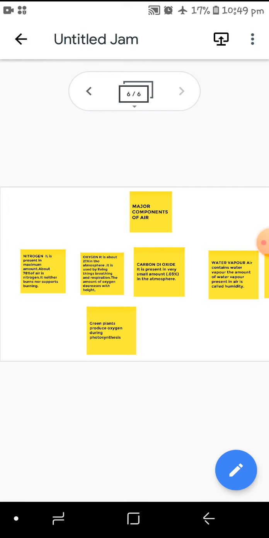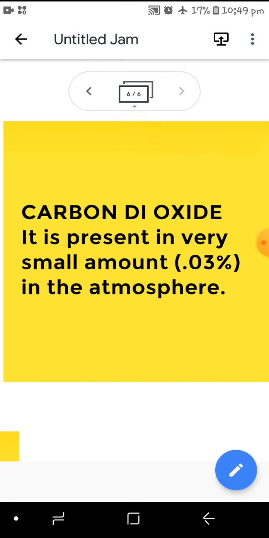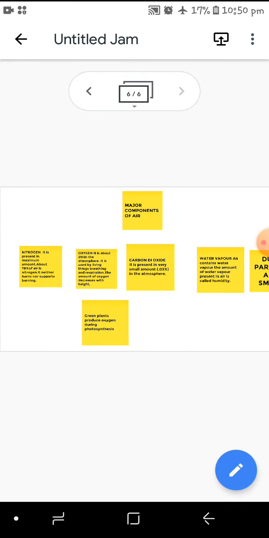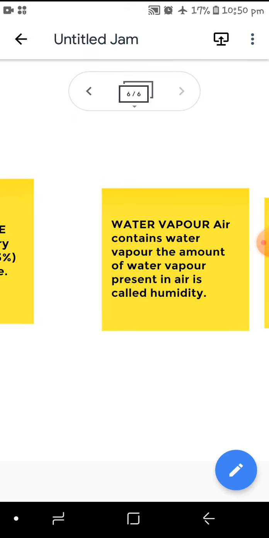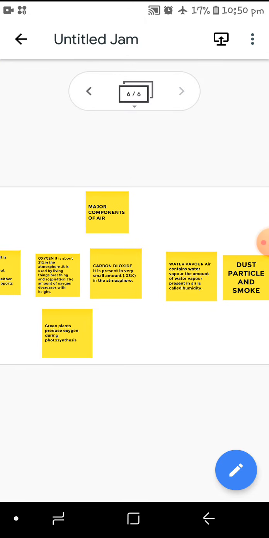Then next is carbon dioxide, which is only 0.03%, and when the amount of carbon dioxide in the air increases, the air is said to be polluted. That is why if we sit in a closed room with a huge gathering, we feel suffocation. Then next is water vapor. The amount of water vapor present in the air is called humidity. In coastal areas, there is more humidity, so more water vapor is present in the atmosphere.